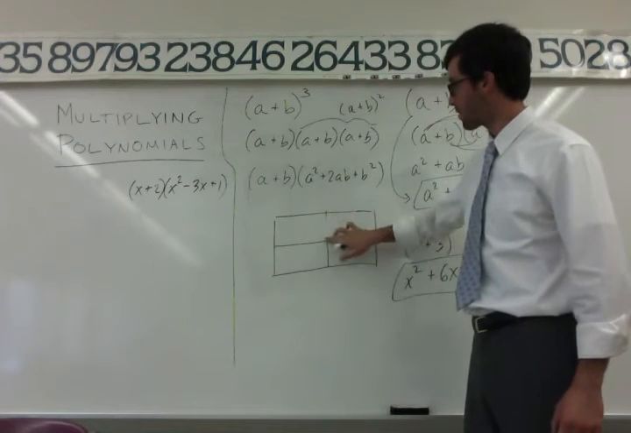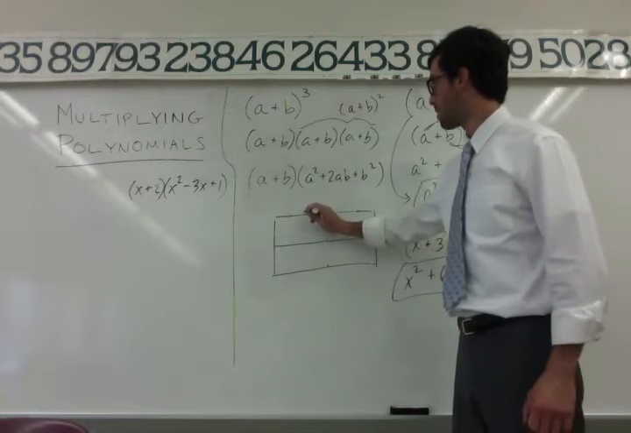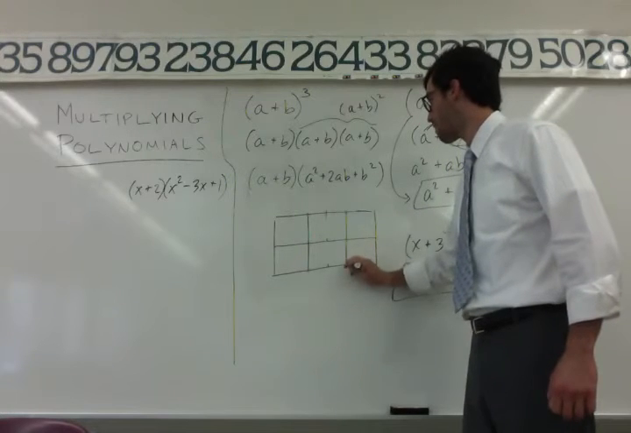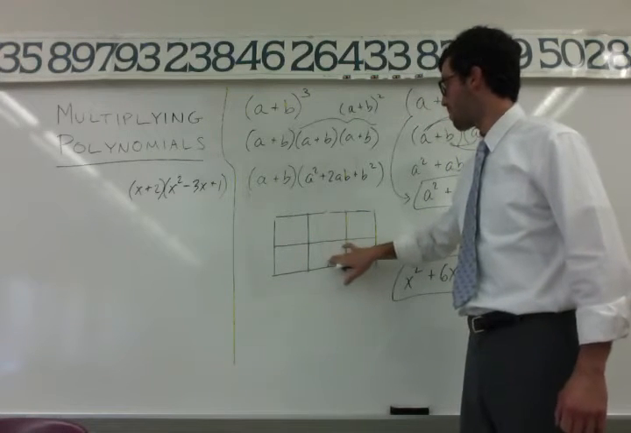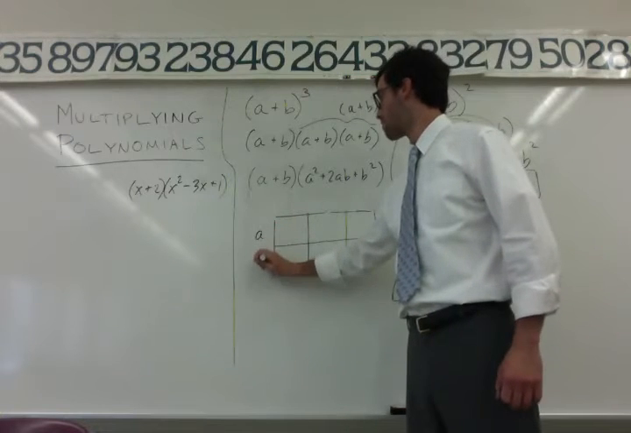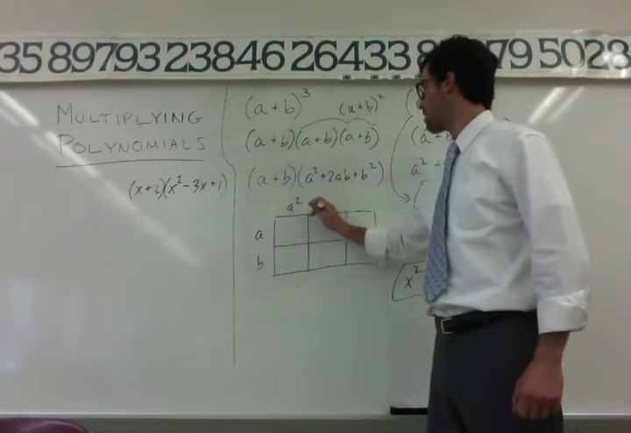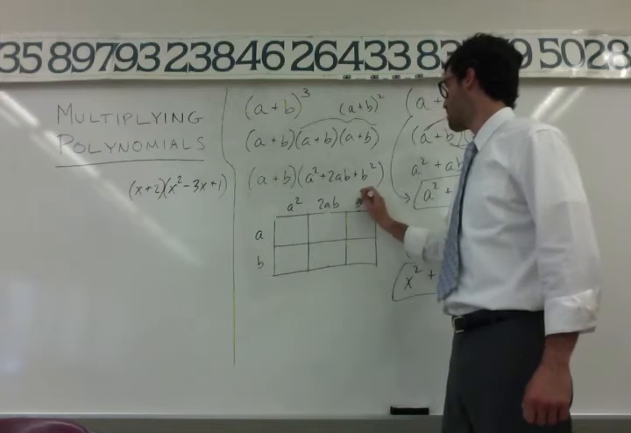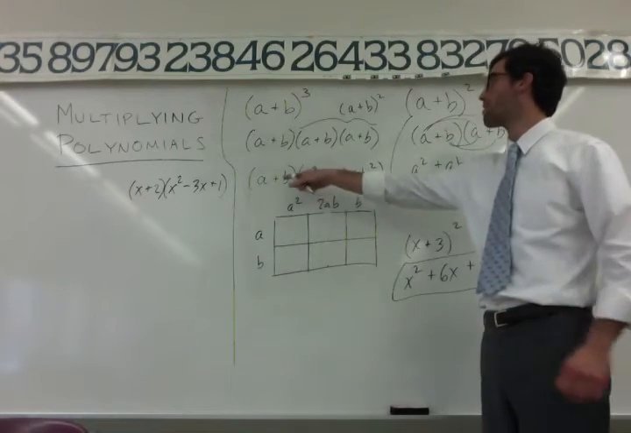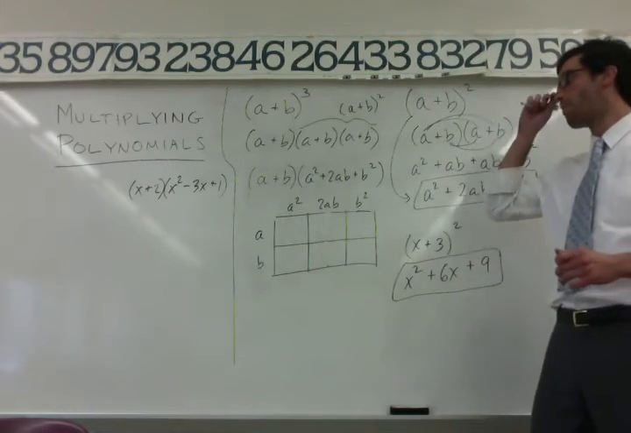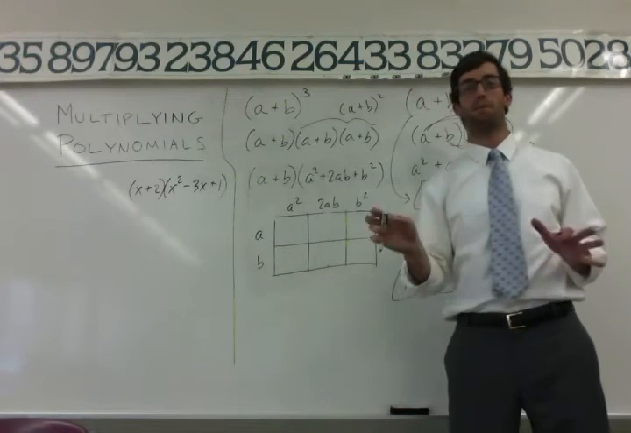Whoops. I have to leave room for, let's do this here and there. Okay. So we have an a and a positive b, and then an a squared, 2ab, and b squared. Right? Those are all positives. So now we multiply every combination and put them in the boxes.